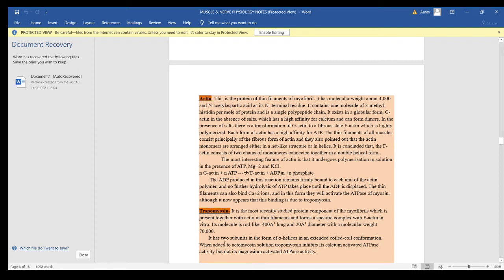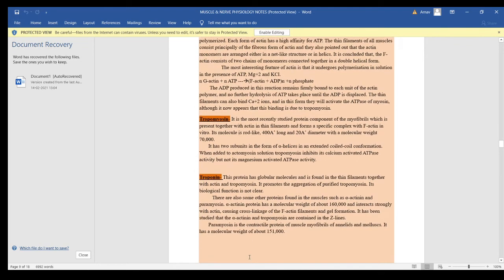So this tropomyosin is also present in the form of alpha helices in an extended coil conformation and has a molecular weight of about 70,000. The tropomyosin is rod-like in structure, 400 Angstrom long and 20 Angstrom in diameter. It has two subunits in the form of alpha helices in an extended coil conformation. Now, when this tropomyosin is added to the actomyosin solution, it will inhibit, that is, it will stop the calcium activated ATPase activity, but not its magnesium activated ATPase activity.